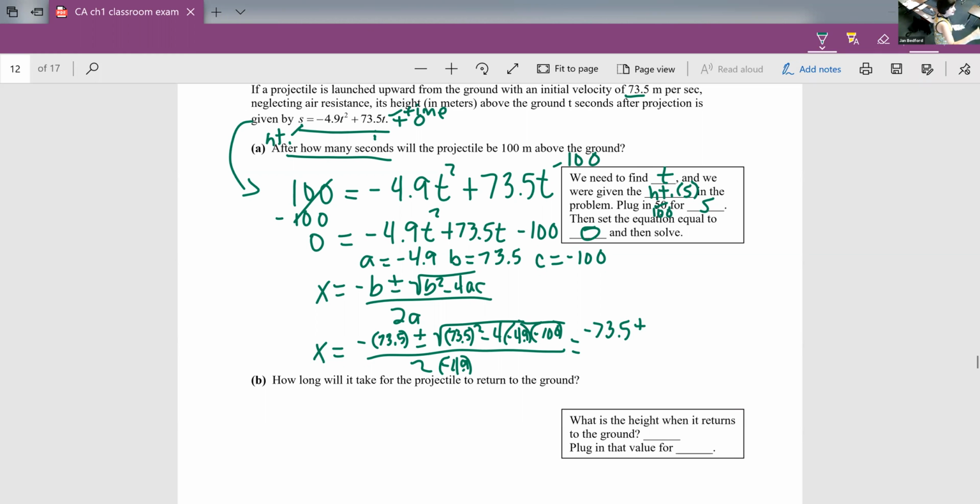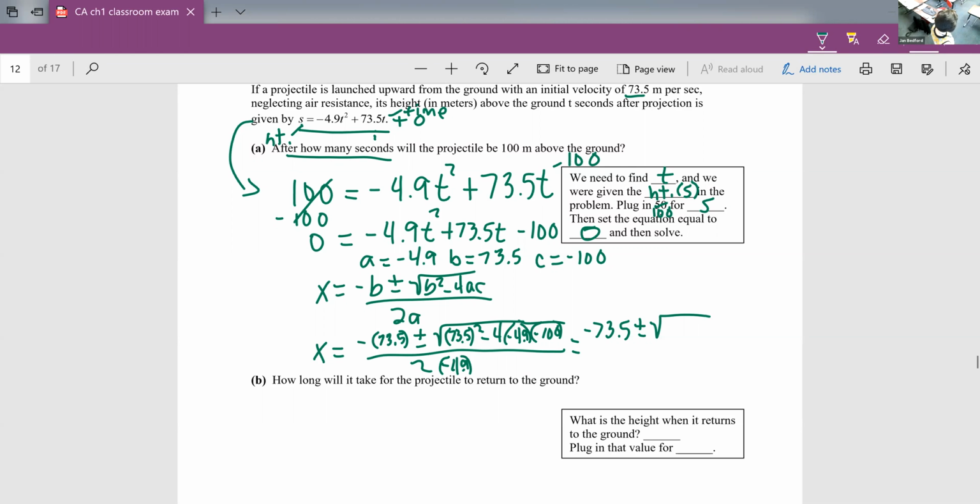This is where you will want to come up with something in the calculator. So I can take 73.5, square it, and then subtract 4 times negative 4.9 times negative 100. And can you guys tell me what belongs under this square root sign? Anybody else get that, or did y'all get something different? If I do 73.5 squared, and then I subtract, in parentheses, 4 times negative 4.9 times negative 100, I am getting 3,802.25. Anybody else getting that?